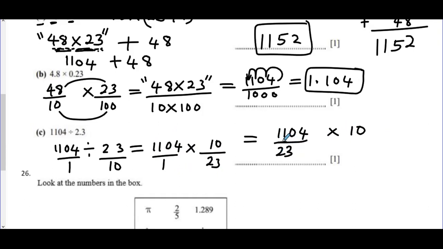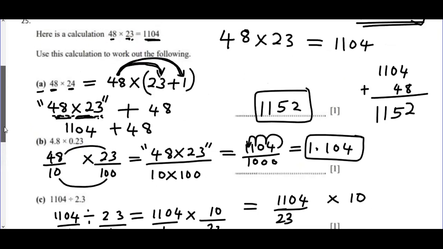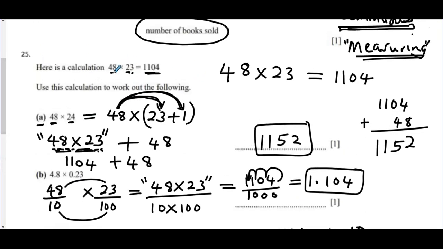Now, what do you see? You can see that 1104 divided by 23. What is that? Can you try guessing the answer? Look at this. 48 times 23 equals 1104. What if I do 1104 divided by 23? What do you think that will be equal to? I think you said 48. Okay. You can try to check out with that.